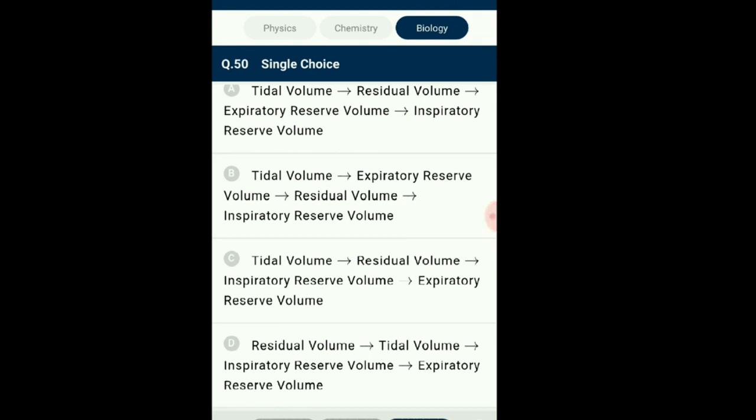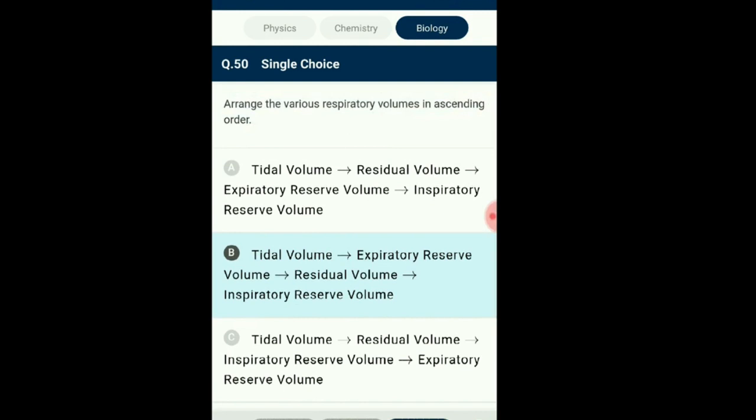Expiratory reserve volume is the additional volume of air a person can expire by forcible expiration. This averages 1000 ml to 1100 ml. Residual volume is the volume of air remaining in the lungs even after a forcible expiration. This averages 1100 ml to 1200 ml. So the answer for this question is option B. Tidal volume, expiratory reserve volume, residual volume, inspiratory reserve volume. That is the order of the various respiratory volumes in ascending order.